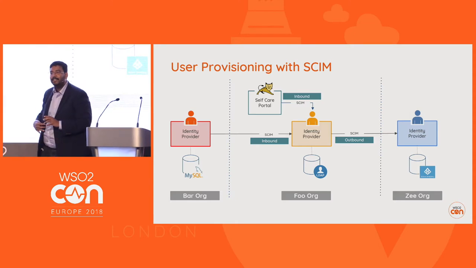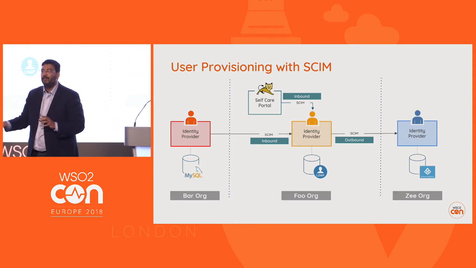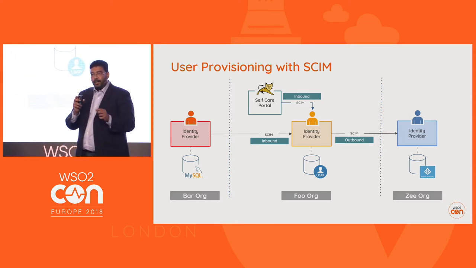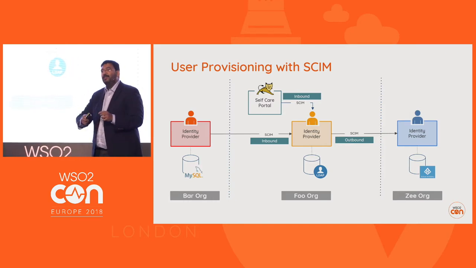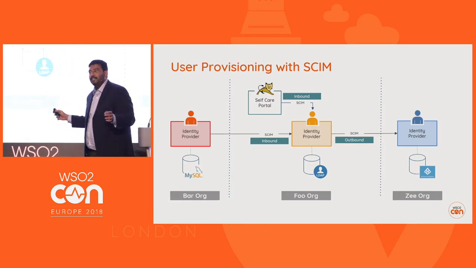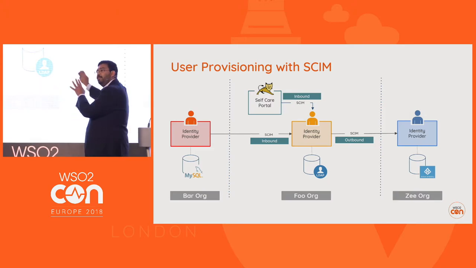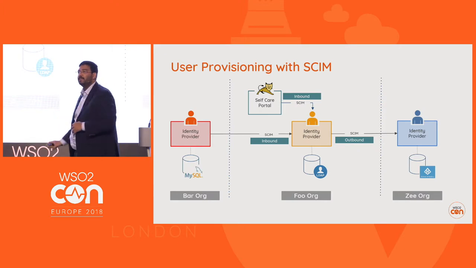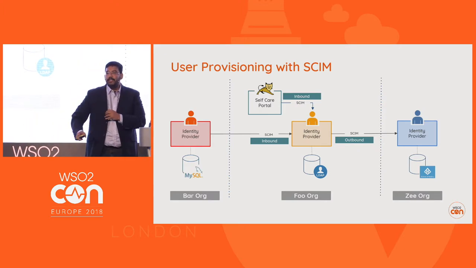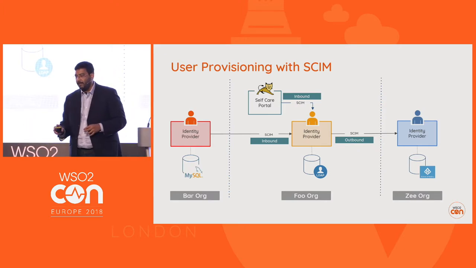Again, if an employee is resigning today, you have to deprovision. You have to remove the user accounts from all the systems. So you remove it from only one place, and then using SCIM, it will get propagated to all other systems, and the user will be deprovisioned from the entire set of systems.